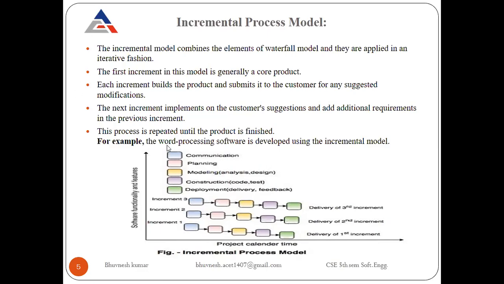An example of an incremental product is word processing software, or you can take WhatsApp. First of all, the chat module is added. Then with chat, voice call is added. Then after voice call, video call is added. This is the increment process. In the same way, a word processing system like MS Word also uses this model to develop their products.